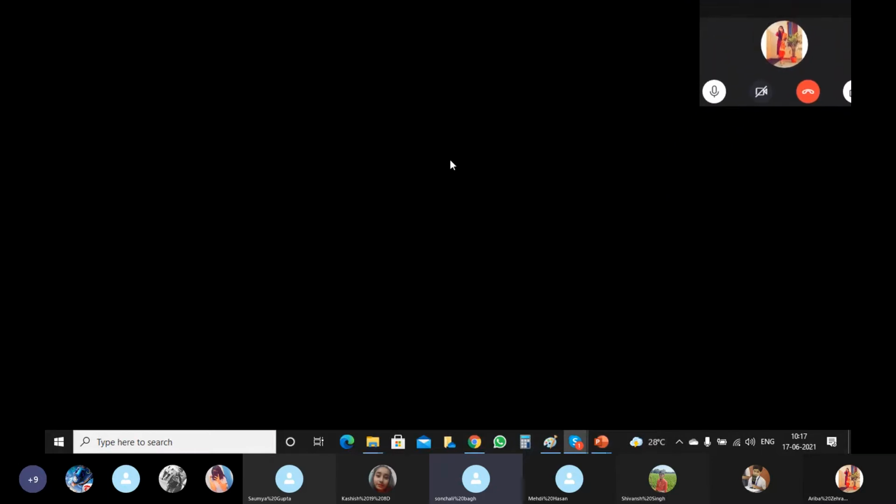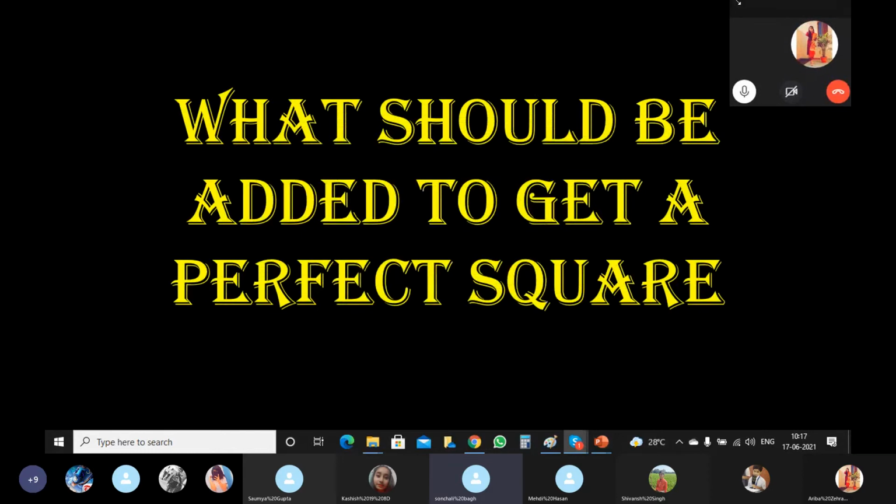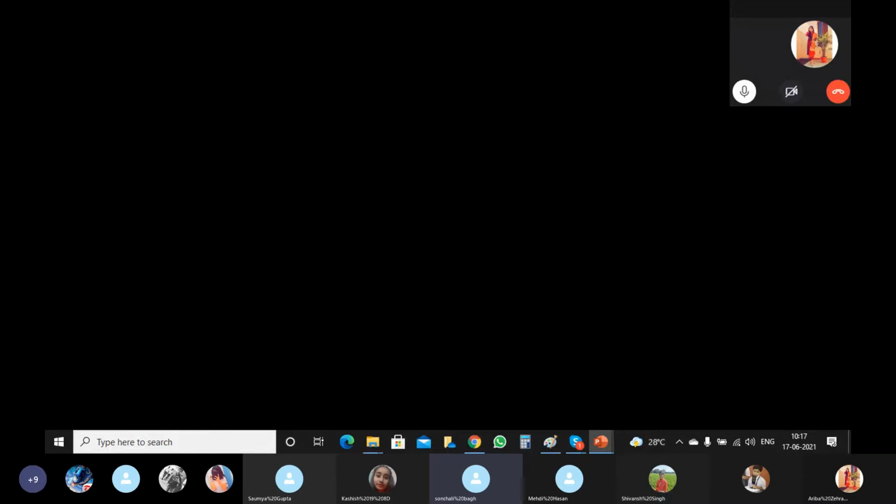Now the first concept is what should be added to. In the previous exercise, when we were doing perfect squares, we learned what should be multiplied to and what should be divided to. Yes or no? Now we are learning what should be added to get a perfect square and what should be subtracted to get a perfect square. First let's see what we have to do for added to. I have taken a number 27285.